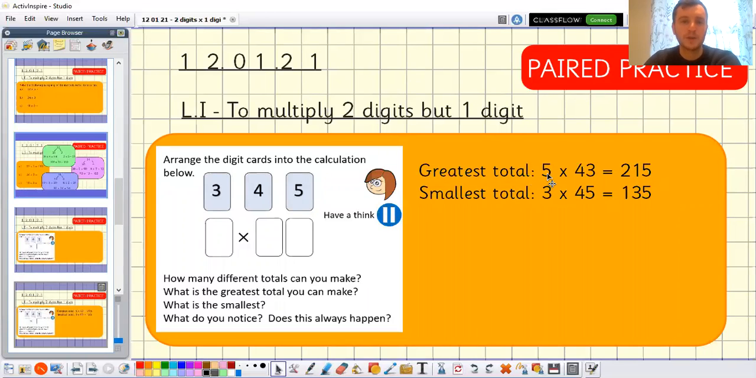The greatest total is by doing 5 in my first card, and then 4 in my next card, so it's 4 10s and 3 1s at the end. 5 times 43 is equal to 215. I believe that's the greatest total you can make. And the smallest is 3 in the first card, then 4, and then 5. And 3 times 45 would be equal to 135. And that would be the smallest total that you can make.